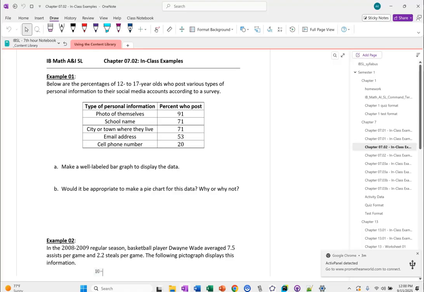Can we do a pie chart for that? Would that be appropriate? Why or why not? It's percentages, right? What's the problem? Yeah, you'd have to find some way to normalize this. Specifically, why aren't those percentages adding up to 100?